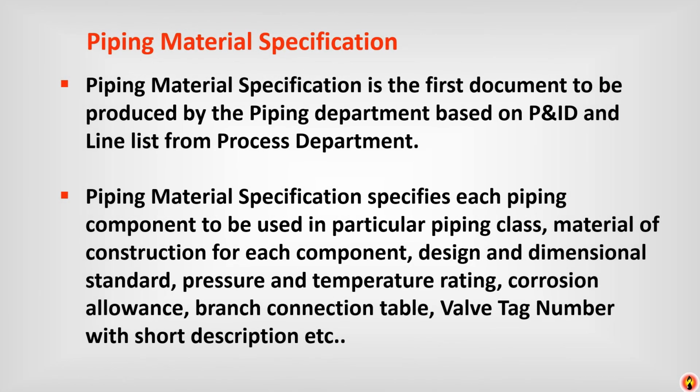Piping Material Specification. Piping Material Specification is the first document to be produced by the piping department based on P&ID and line list from the process department. Piping Material Specification specifies each piping component to be used in a particular piping class, material of construction for each component, design and dimensional standard, pressure and temperature rating, corrosion allowance, branch connection table, wall thickness with short description extras.